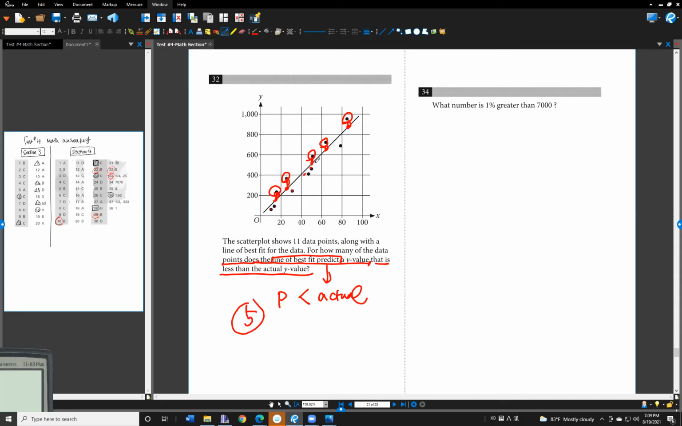1, 2, 3, 4, 5, 6. 6 is not the answer, okay? This actual value is less than the predicted number, okay? So for number 32, 5 is the answer, okay? Yeah, 5 is the answer, correct.